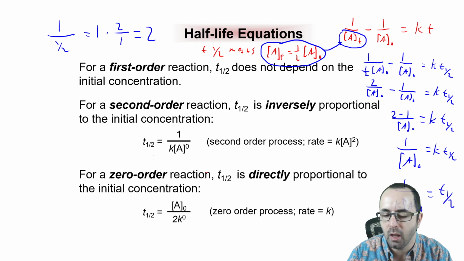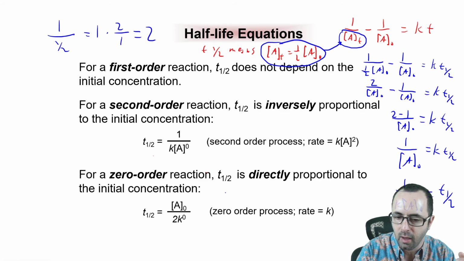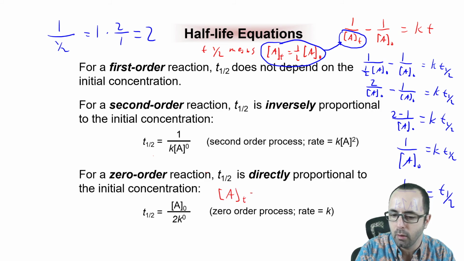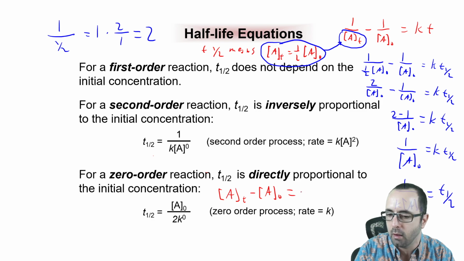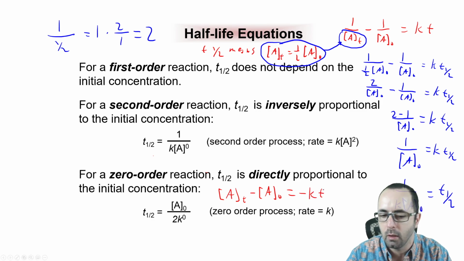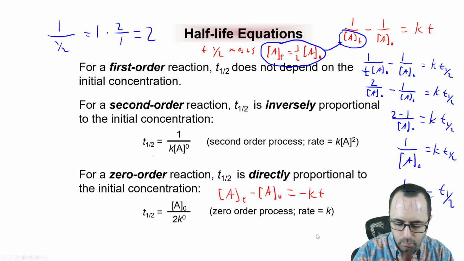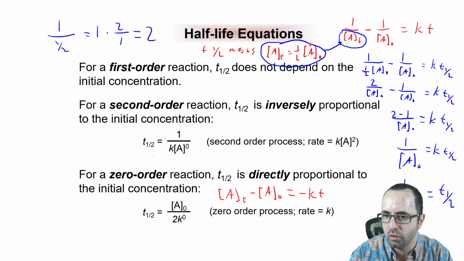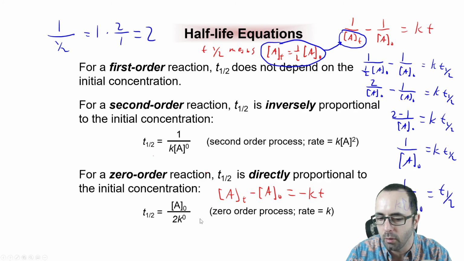For a zero order reaction, I encourage you to figure it out yourself. So do just like I did and ask me if you have questions. For the zero order reaction, the integrated rate law is the concentration of A at time T minus the concentration of A at time 0 equals negative kT. You should be able to use that to determine the half-life. Make sure to plug in for A at time T. You'll have 1/2 of the initial concentration, just like I did here. So you'd plug that in here, and your T would be T1 half. And you should be able to figure this out.